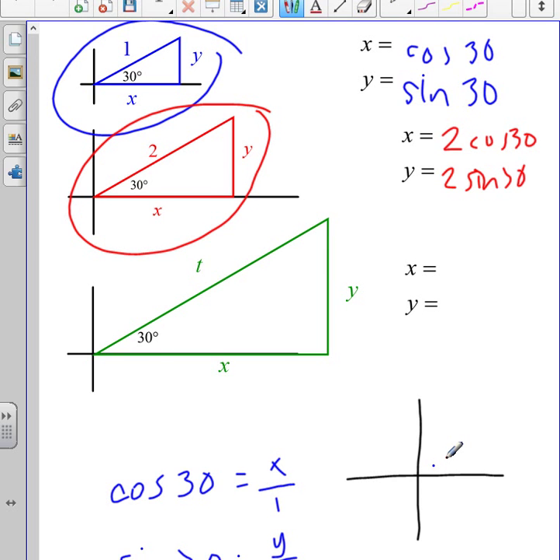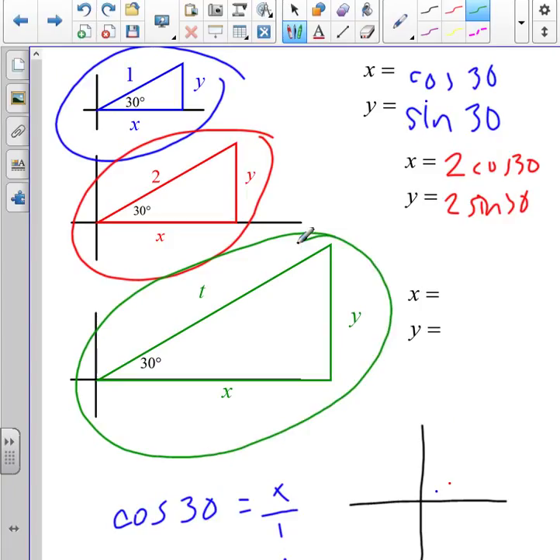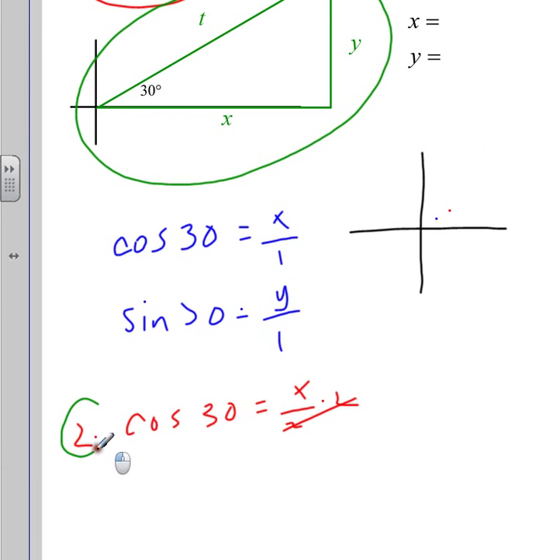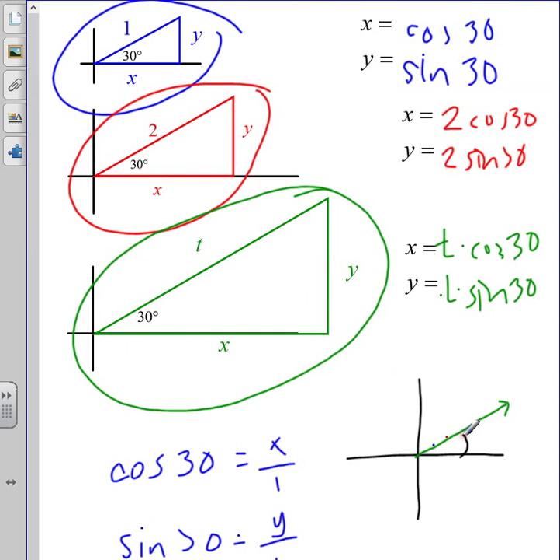So what if I expanded that into this case scenario here in green, where I have t as my radius? Okay, so all that's going to do is it's going to put a t in front of the cosine and the sine. So it's going to be x equals t times cosine of 30 and y equals t times sine of 30. I apologize, my handwriting's terrible on here. If I graph that, it's actually going to make a line. And you know what's really cool about this? This angle right here is going to be 30 degrees.